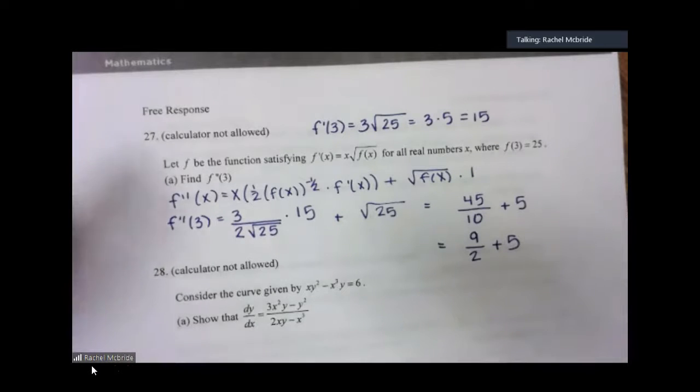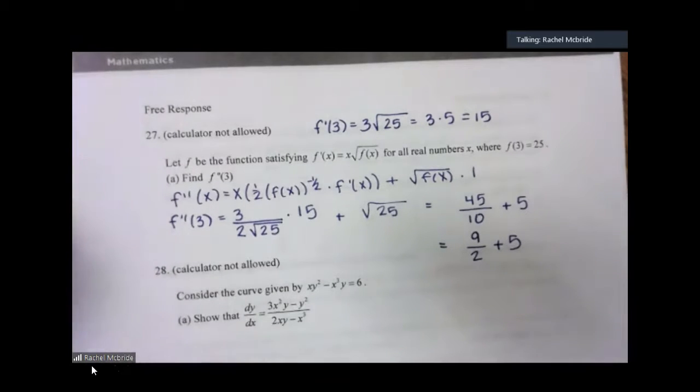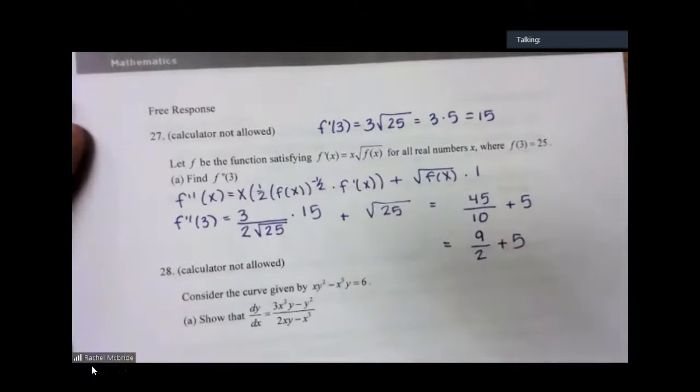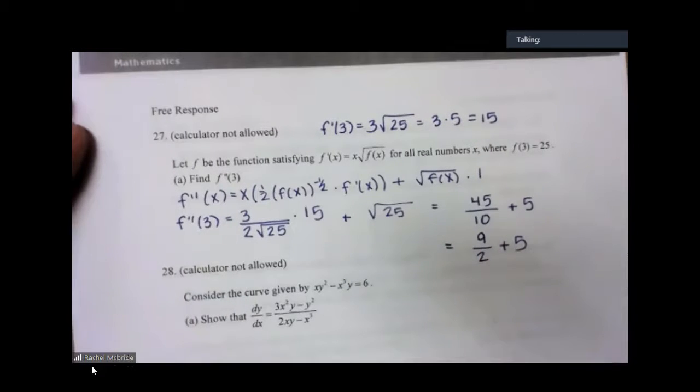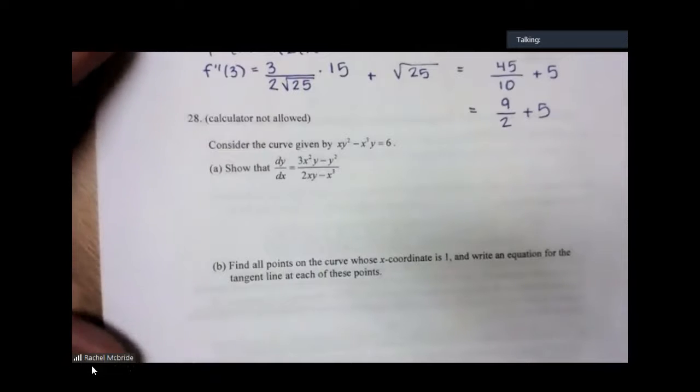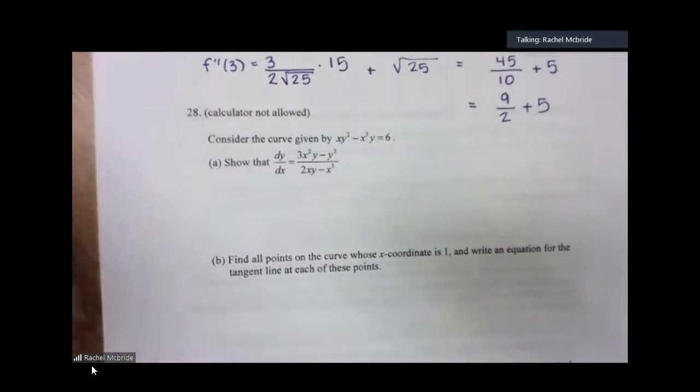This was a 3-point free response question, if I remember correctly. This was about 3 points. They did 2 points just for the chain rule. And then 1 point for your answer. All right. We're getting back into implicit.